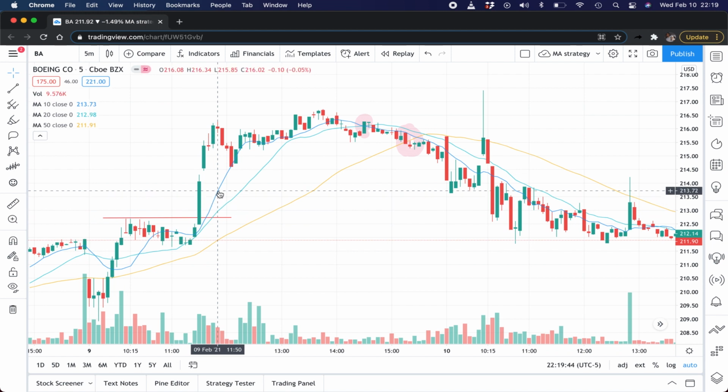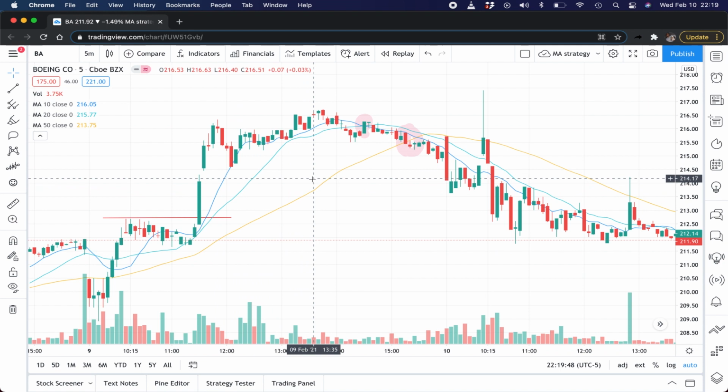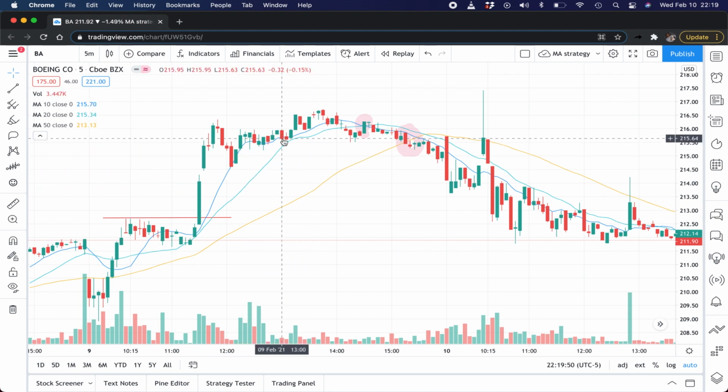I'm going to be watching the 10 period moving average when I'm in this trade. So I can stay long because the 10, the 20, and the 50 all are pointing upwards. The 10 is continuously upwards. I can stay in the trade, keep watching the 10 period moving average.